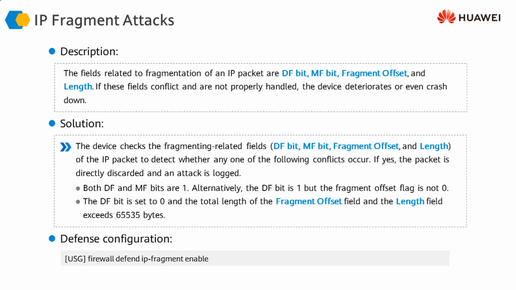However, if the information contained in these fields is inconsistent, for example, if the don't fragment and more fragment bits are set at the same time, this is an inconsistent combination. Then some types of devices might not be able to process this information. Their performance could be compromised, or in the worst case they could actually crash. In order to avoid this, we can issue the command on the firewall: firewall defend ip-fragment enable, which means that we want to protect our network against IP fragment attacks.